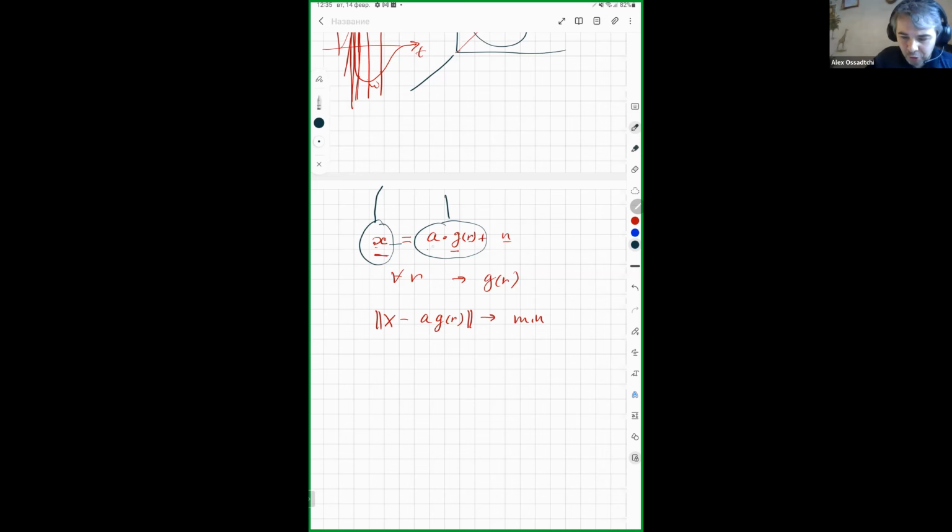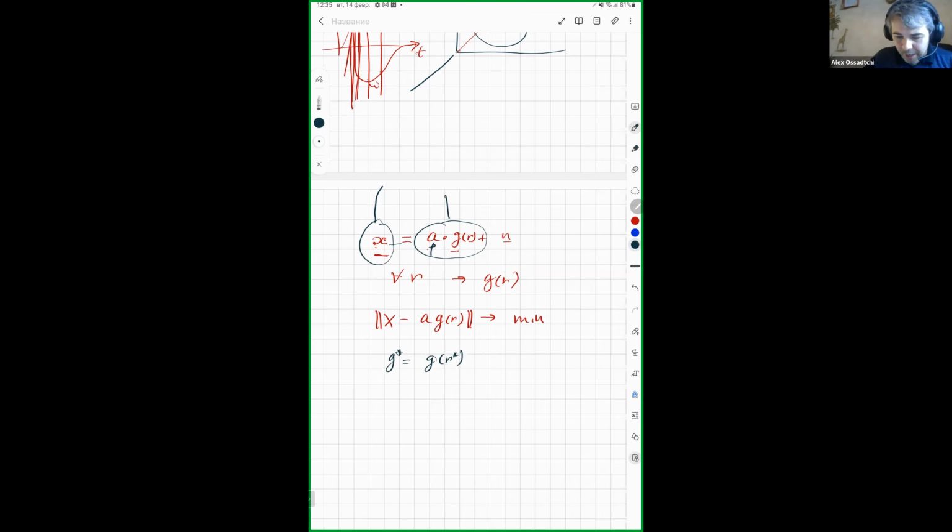The thing is that I don't know either A or G. Well, because G depends on R and I don't know the R, right? But this is not a big problem because everything is linear and we can make our way nicely around it. Assume that you found some G, which is G of R star, which is good, which is where your source is, right?